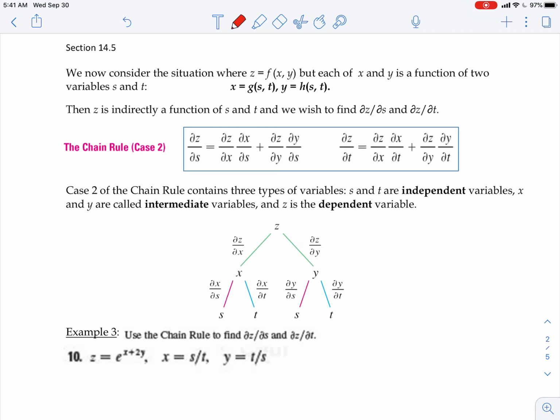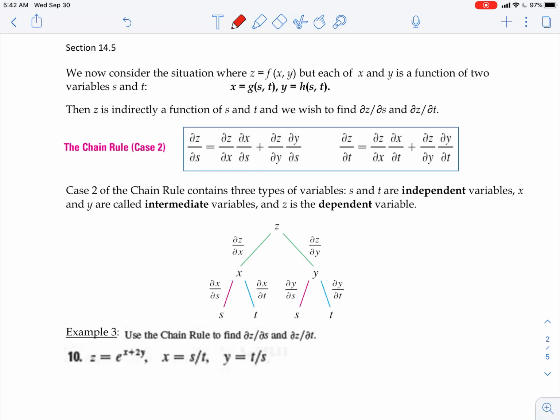So in order to get to our partial with respect to s, we'll do the same thing. We'll take the partial of z with respect to x, and then we'll take the partial of x with respect to s. But we also have to do that same thing with our other variable y. So we take the partial of z with respect to y, and then we take the partial of y with respect to s. And same thing with t. So we have to work through our variables. We're pretty much working through each variable that has s and has t in order to find our derivatives.